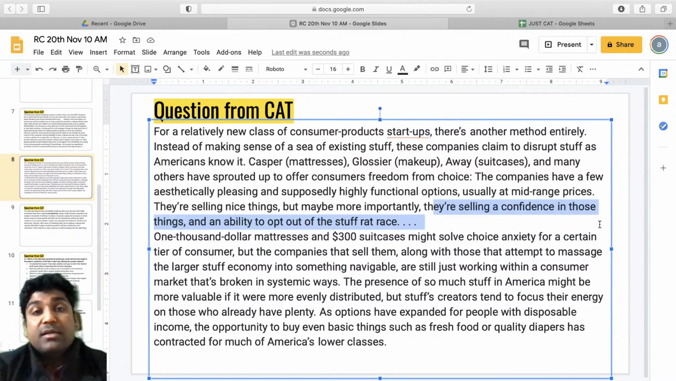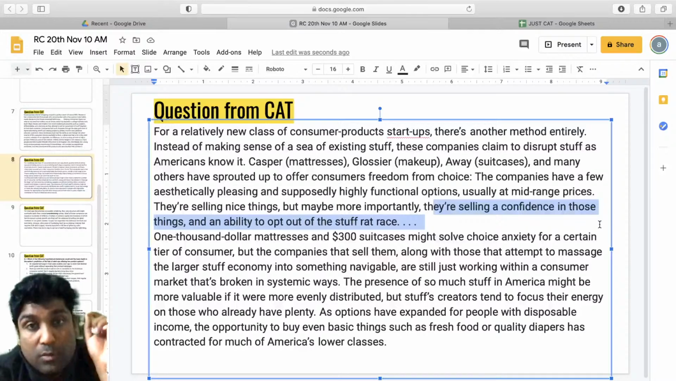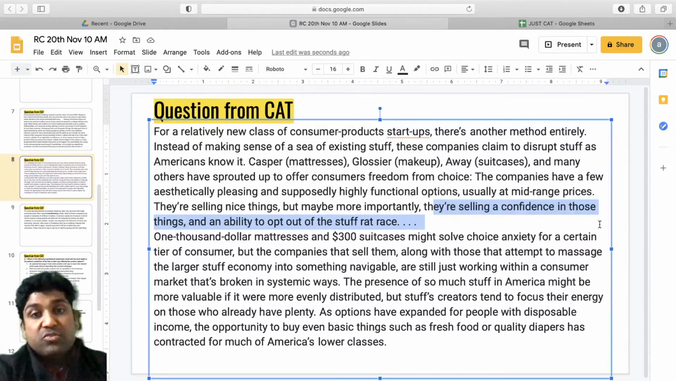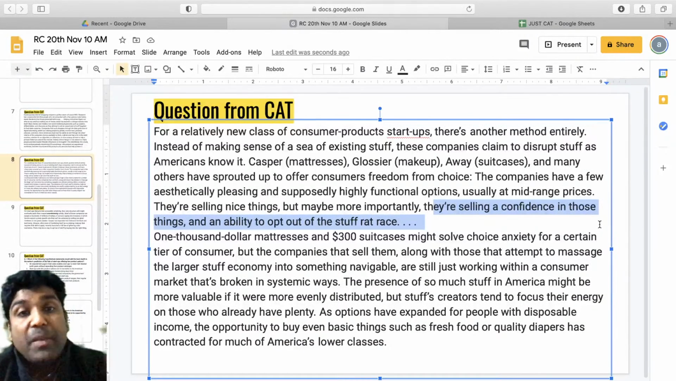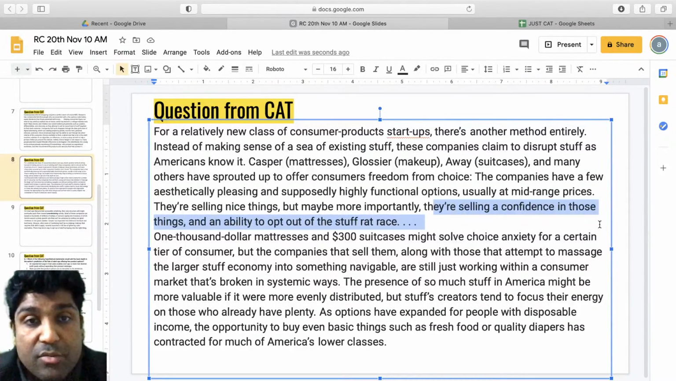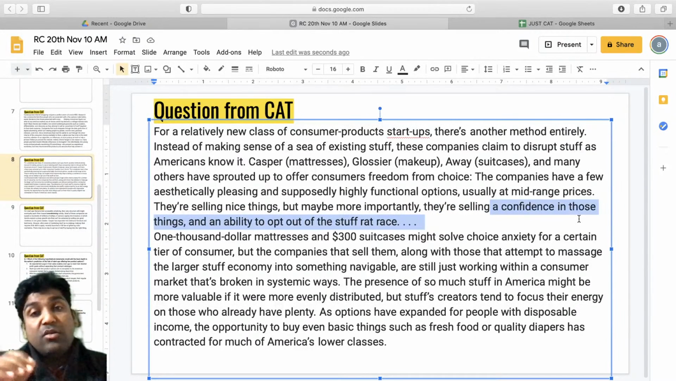So they're saying that there are companies which are giving few good-looking products which please the eyes. They're visually appealing, they're functional, and they're usually at mid-range. The pricing is of mid-range. Okay, and they are also selling, not only nice things, but they're selling confidence, and they want people to opt out of the stuff rat race.